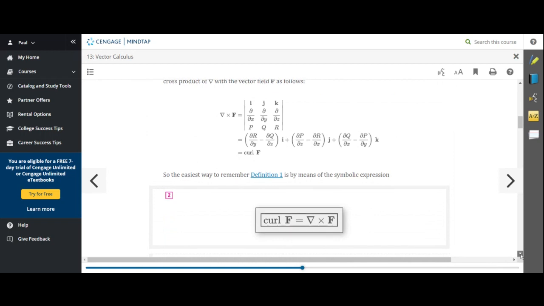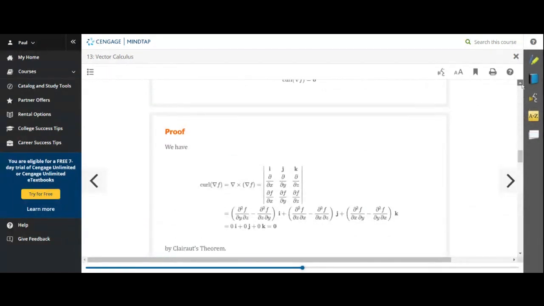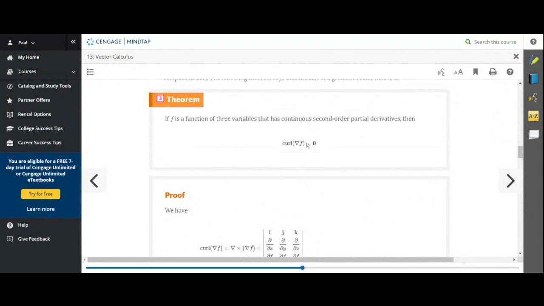Now, there's a very useful theorem here that says that the curl of a gradient vector field is equal to the zero vector. Okay, so if the gradient of a function f is itself a vector field, it turns out that the curl of a gradient of a function is equal to the zero vector.